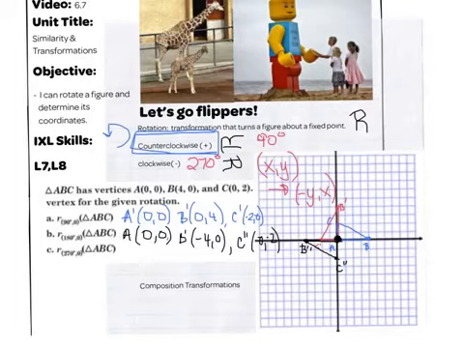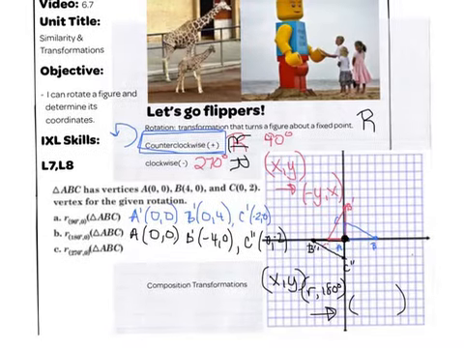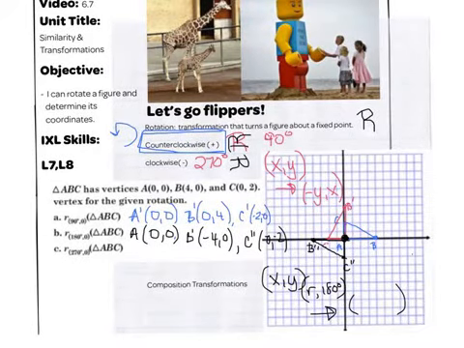If we look at the coordinates again, under a rotation of 180 degrees, our x coordinate just becomes negative, and our y coordinate does the same thing. Again, if it was positive, it would become negative. If it was negative, it would become the opposite. So it's going to flip. It's going to switch.